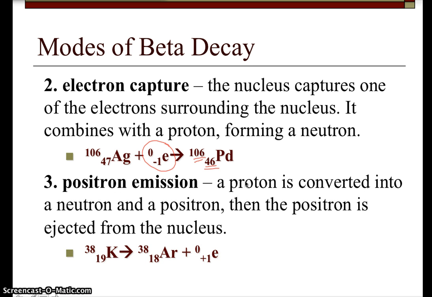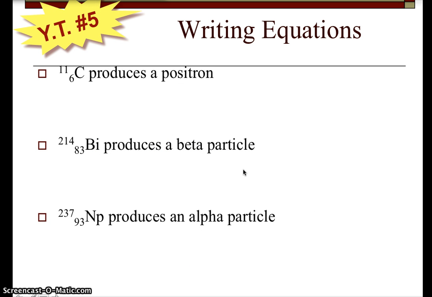Positron emission means now a proton is the one changing. It gets converted into a neutron and a positron, and then the positron gets kicked out. Positron is a positive version of an electron. It's actually an antimatter version. So still no mass, but with a +1 charge. Notice my mass number does not change, but my atomic number goes down by 1 because a proton got converted into something else. All right, take a moment, pause the podcast, see if you can predict how to write an equation.